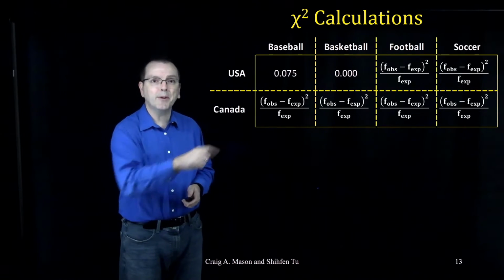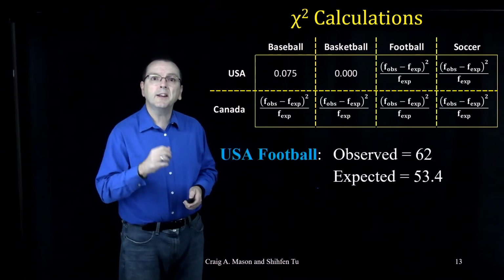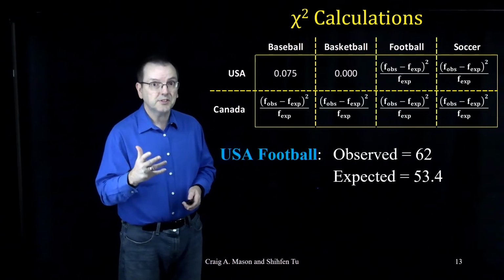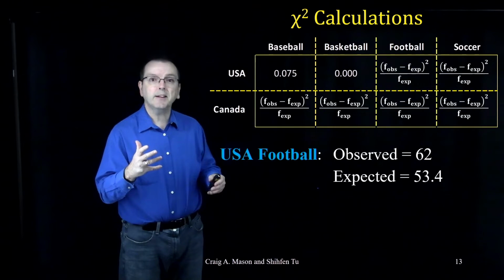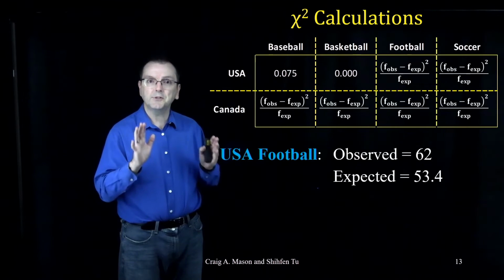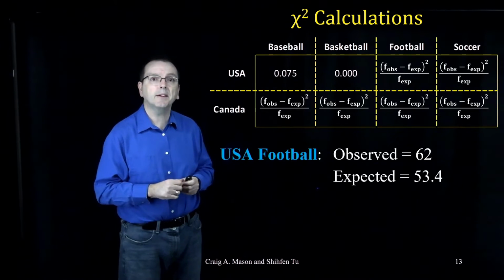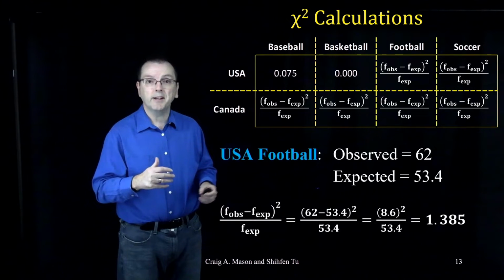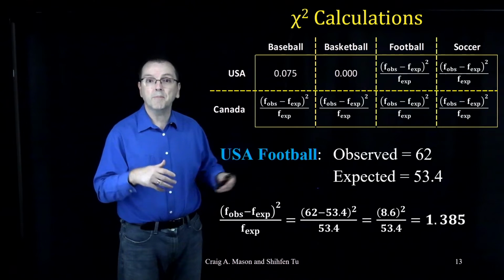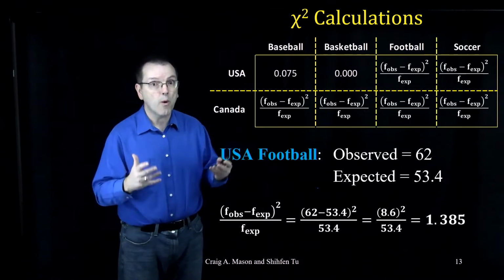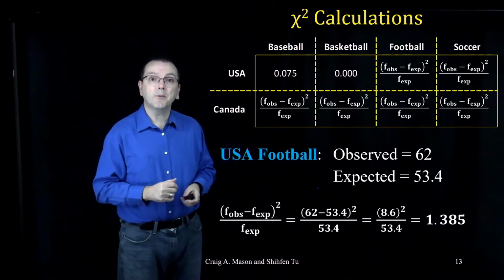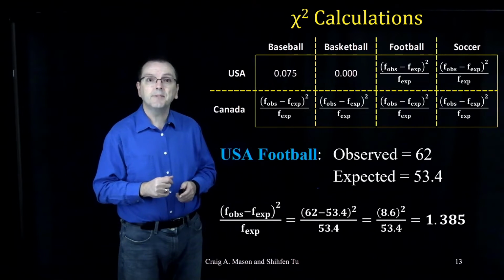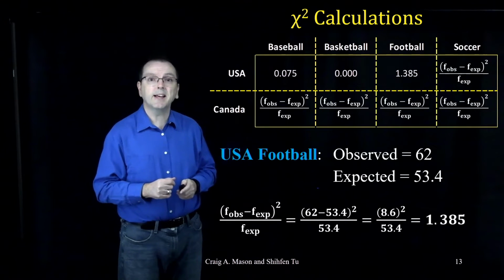All right, let's keep going and look at those in the US whose favorite sport is football. We observed 62 people and expected 53.4 if sports and nationality were independent. So the value for that cell is 62 minus 53.4, or 8.6 squared, then divided by 53.4. That works out to 1.385. So let's put that up in its cell, all right?